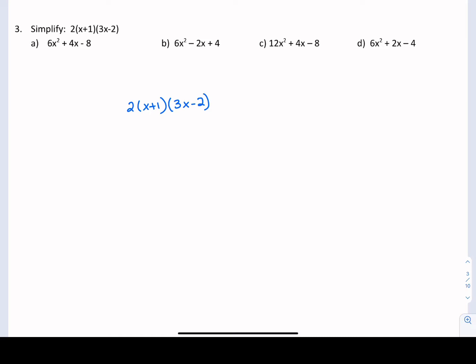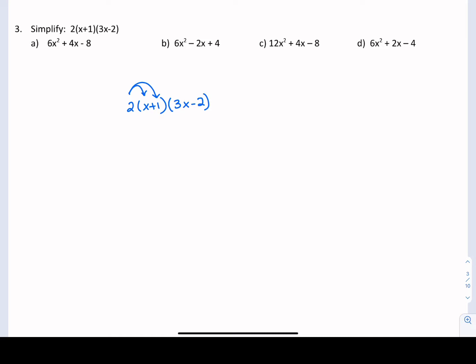What we can do is distribute the 2 through that first set of brackets only, and then that 2 has been absorbed. We would then multiply that result by 3x minus 2. That's not my favorite way to do problems like this.